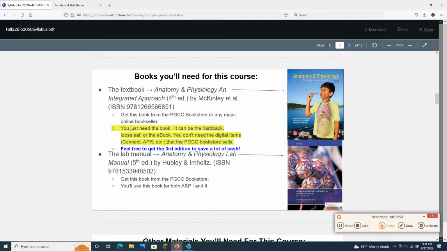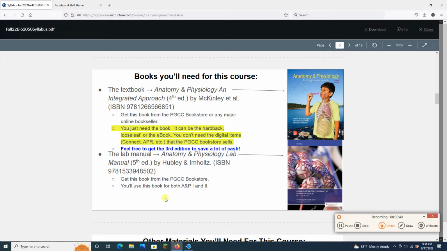All right, you don't need any of the digital stuff that the bookstore sells. They're cool, they're neat, but they're expensive, and I'm not going to require them. You just need the book. You can get the hardback book, loose leaf, the ebook, international edition. I don't care. Get the 3rd edition if you want to save some money. It's really good. So you're going to get that book. You will most likely use the book for A&P1 and for A&P2. I don't doubt that your A&P2 teacher will be requiring this book as well.